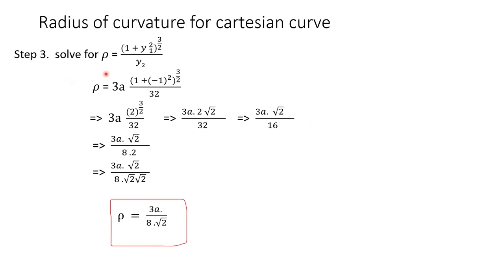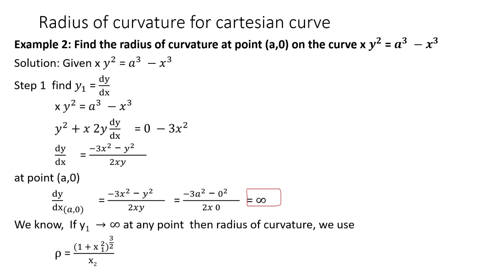Step 3. Solve for ρ. Put the value of y1 and y2. y1 is minus 1 and y2 is 32 by 3a, simplifying, we get ρ as 3a by 8 root 2. Example 2. Find the radius of curvature at point a, 0 on this curve.